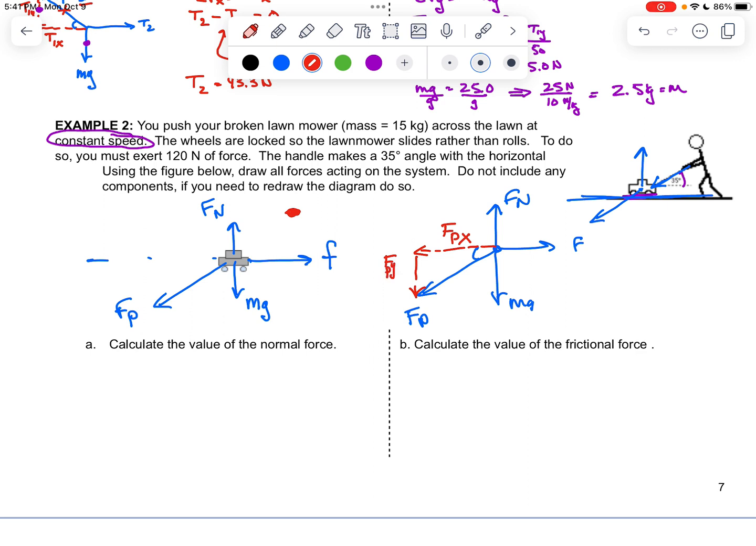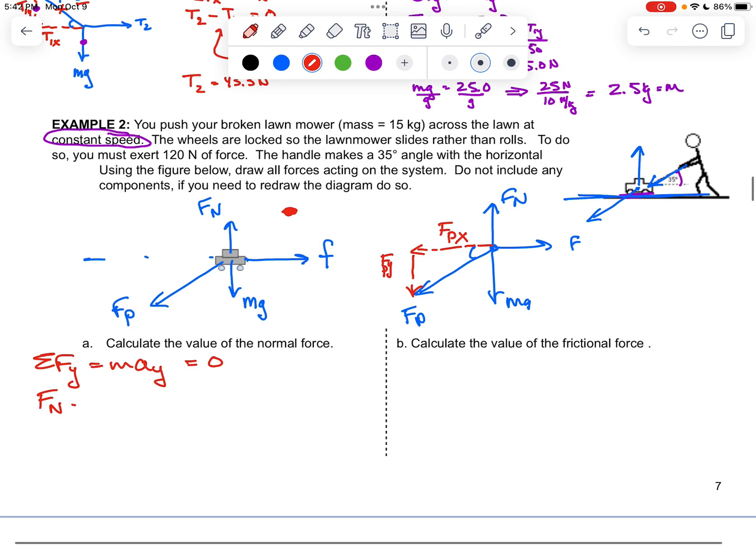All right, value of the normal force, that's focusing on the vertical forces here. So I will start with the sum of the forces in the vertical direction is equal to the mass times the acceleration, which is going to be equal to 0. We've got 3 forces in the vertical direction. The normal force is pointing up, and then I have 2 forces that are pointing down, which is going to be minus FPY and minus the weight of the lawnmower itself, and that's going to be equal to 0.